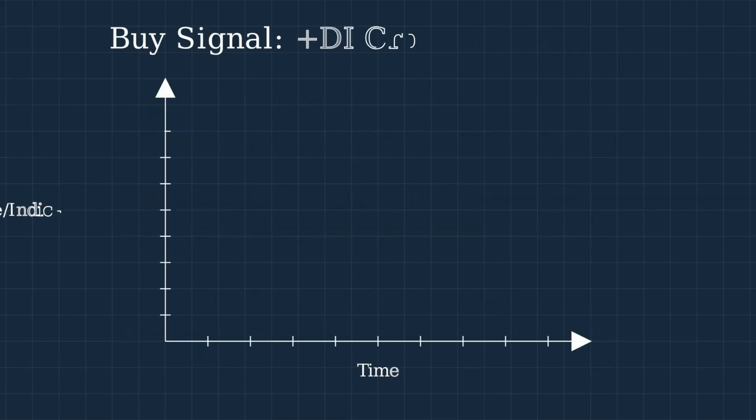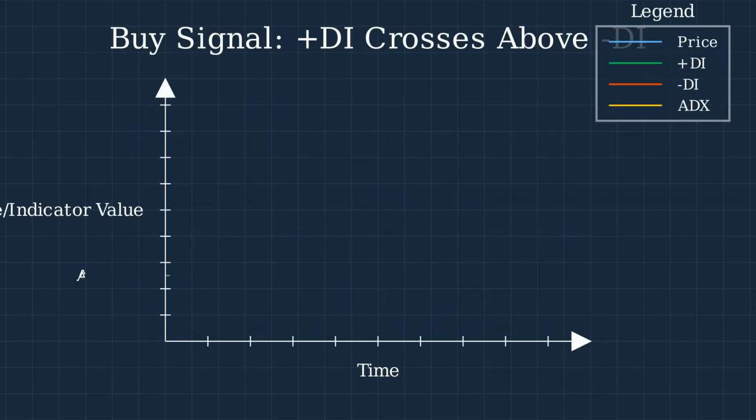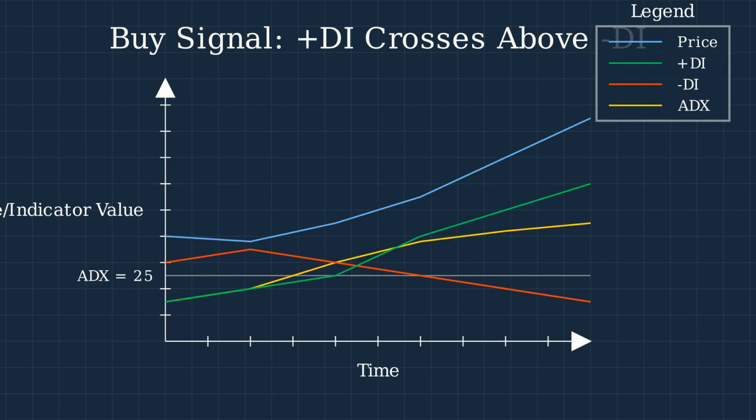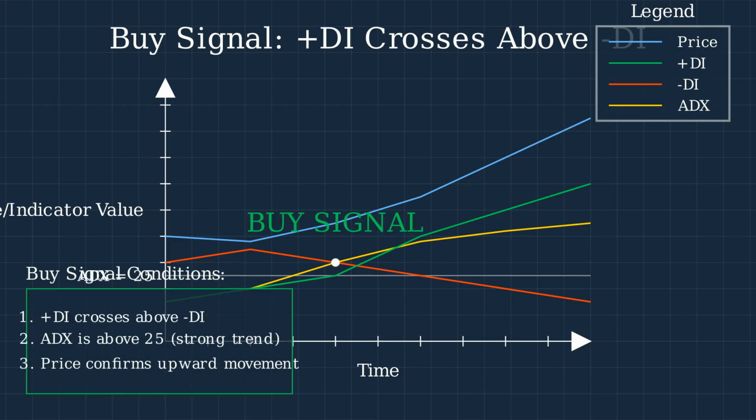A potential buying opportunity occurs when the positive DI crosses above the negative DI, especially when ADX is above 25, indicating a strong trend. At the crossover point, when plus DI moves above minus DI with ADX greater than 25, we have a strong buy signal. This indicates increasing upward momentum in a well-established trend.